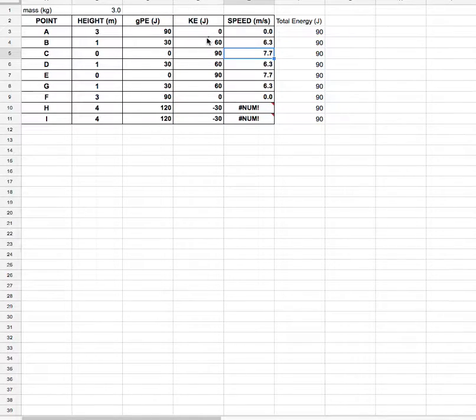I guess if you had started it with a kinetic energy of at least 30 joules, which would have been a speed of something, I don't know off the top of my head, then the total energy would have been 120, and that would have been enough to get you up here, where the gravitational potential energy is. But it isn't in this case, and so there you go.